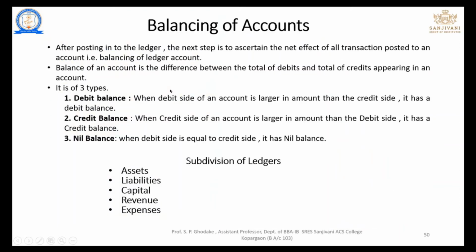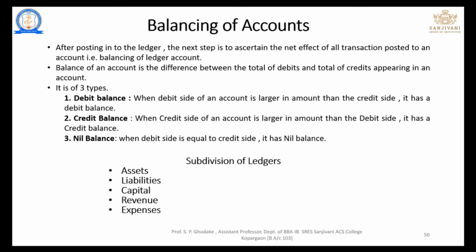Now we'll see how to balance the accounts. After posting into the ledger, the next step is to ascertain the net effect of all the transactions posted to an account, that is, balancing of the ledger account. The balance of an account is the difference between the total of debits and the total of credits appearing in the account. It is of three types. There are balances like debit balance.